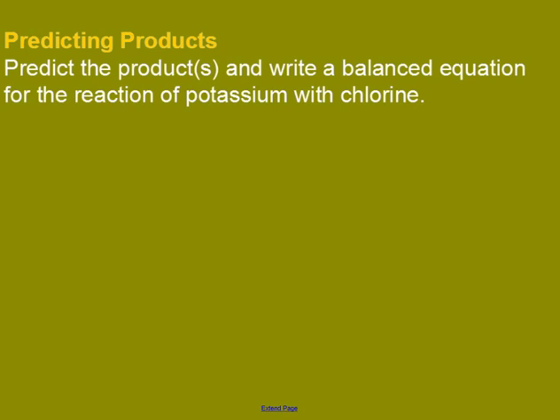Okay, so we want to look at a sample reaction here, predict the product, and write a balanced equation for the reaction of potassium with chlorine. Alright, so in this case, we know we want potassium to react with chlorine, and as we hopefully remember, chlorine is diatomic because it is on that list.